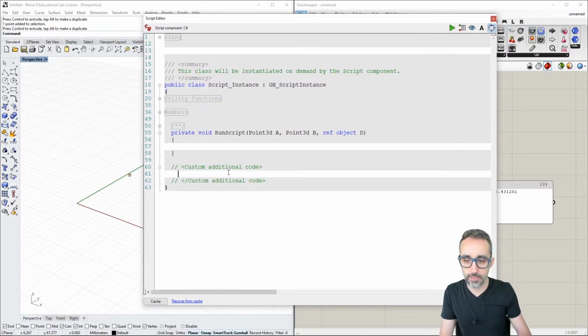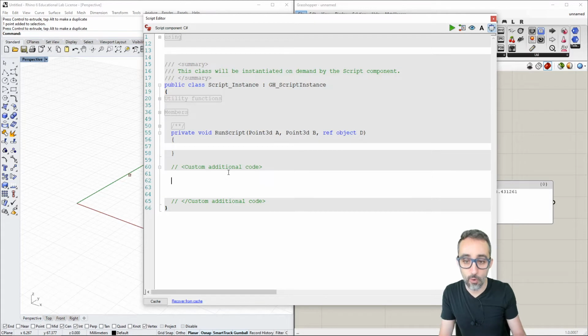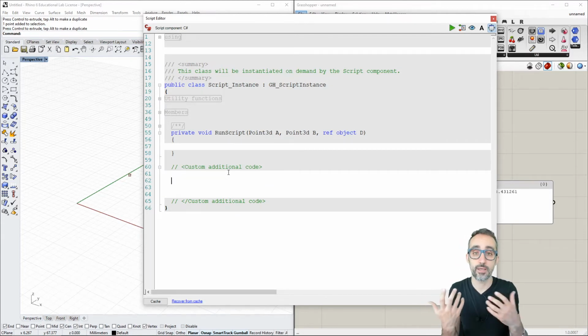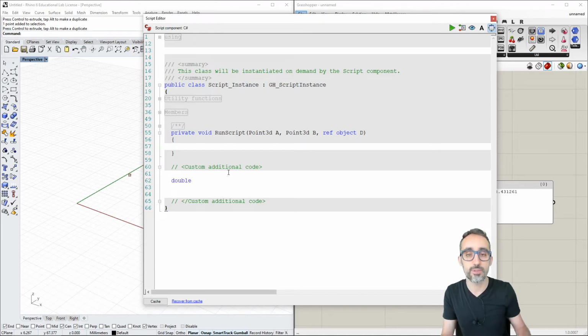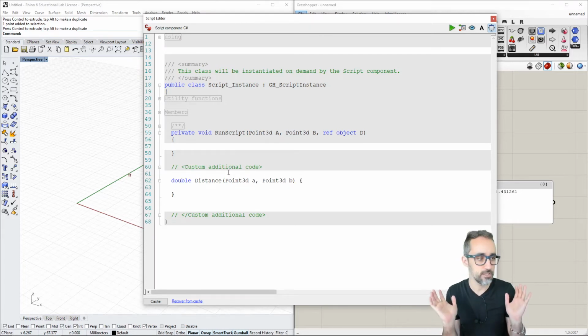And then what I would like to do is create my own function that I'm going to call distance between points. Because what that is going to return is a value, a number, the return type is going to be double. The name is going to be distance, for example. And then one of my inputs is going to be a Point3D object called A, and the other input is going to be a Point3D object called B. Just as simple as that.